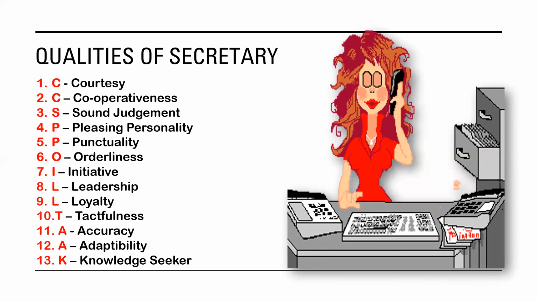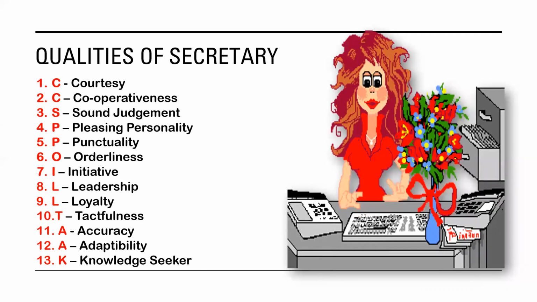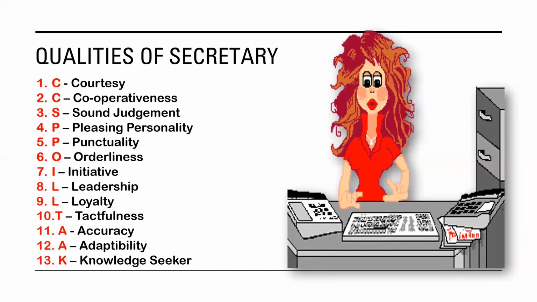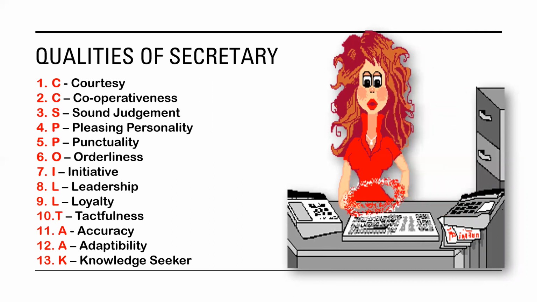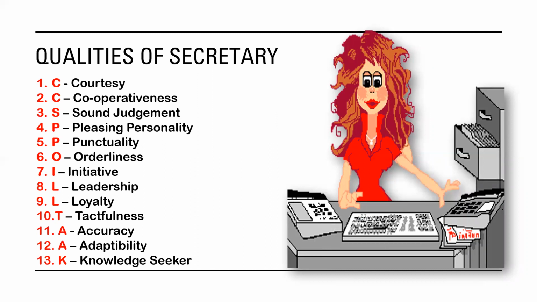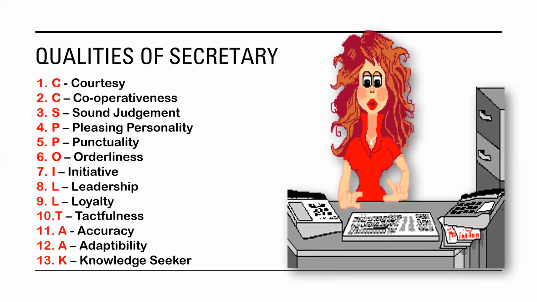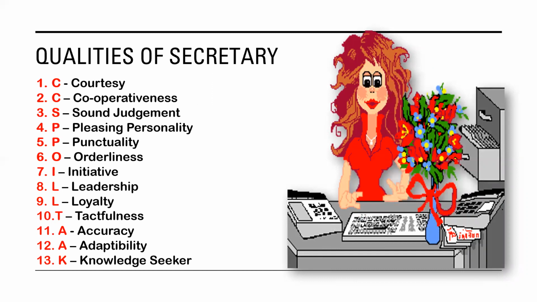Okay. So 2 C's are for courtesy and cooperativeness. S is for sound judgment. P is for pleasing personality. Another P is for punctuality. O is for orderliness. I is for initiative. 2 L's for leadership and loyalty. T for tactfulness. 2 A's for accuracy and adaptability. And K stands for knowledge seeker.